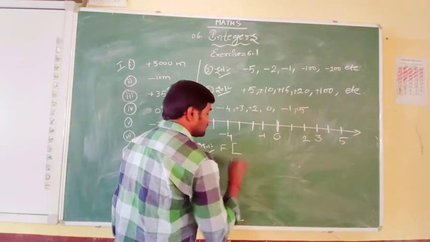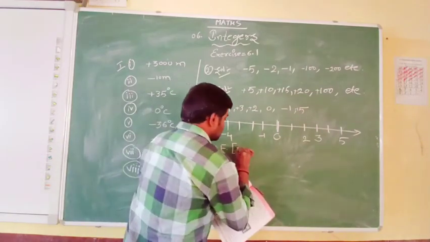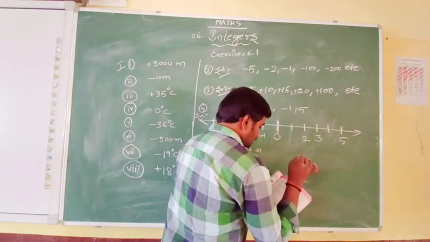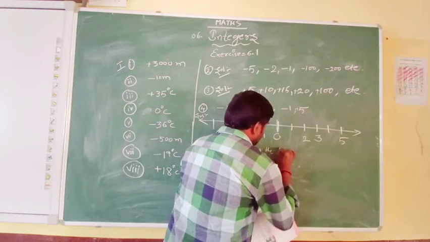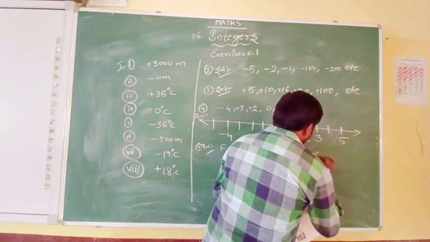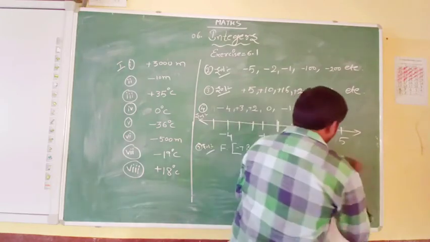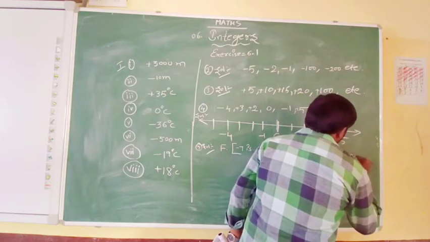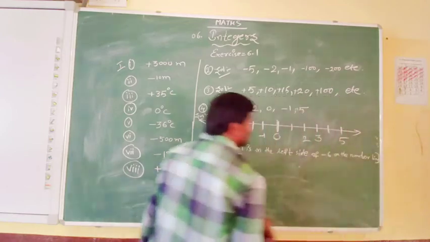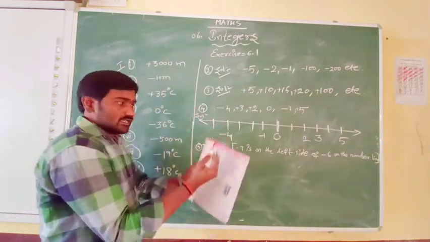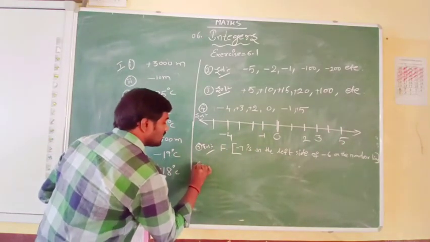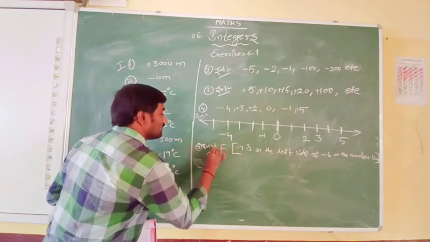Therefore, the correct statement is: minus 7 is on the left side of minus 6 on the number line. That is the correct statement. So minus 7 is left side of minus 6. Okay, minus 7 is left side of minus 6. This is the first one.